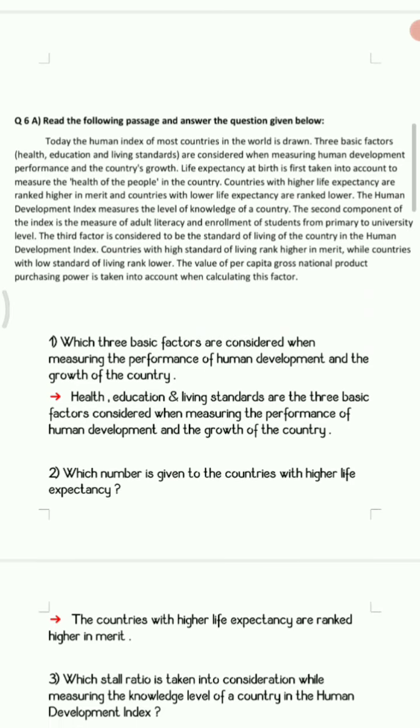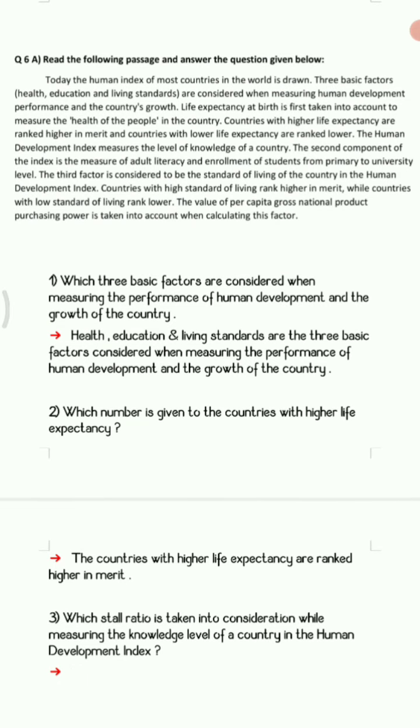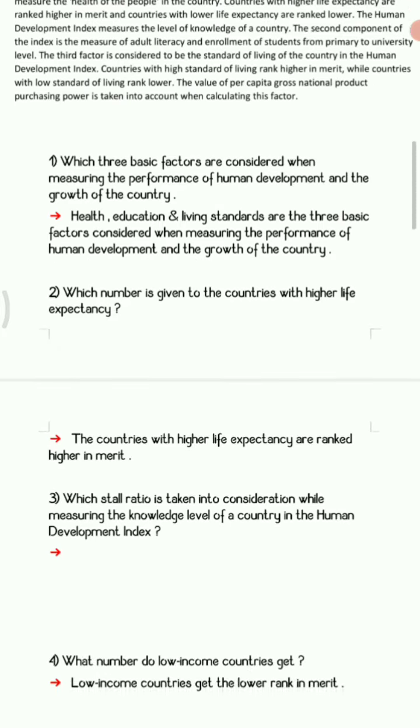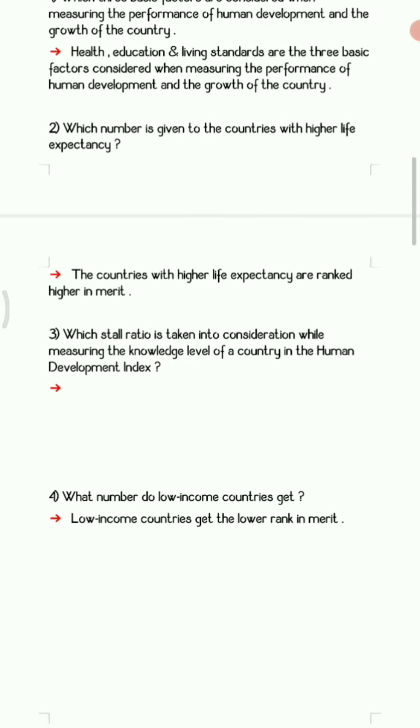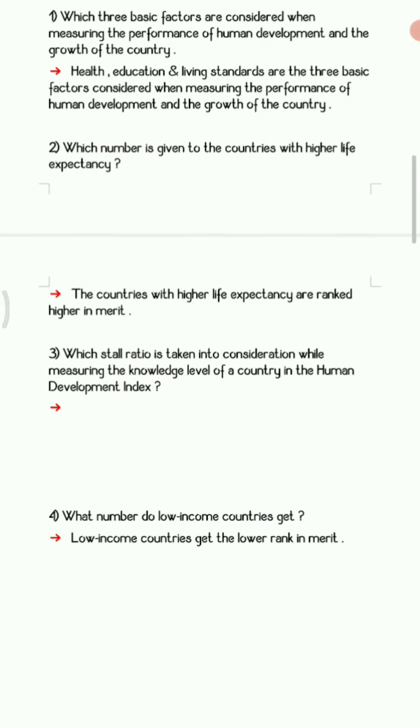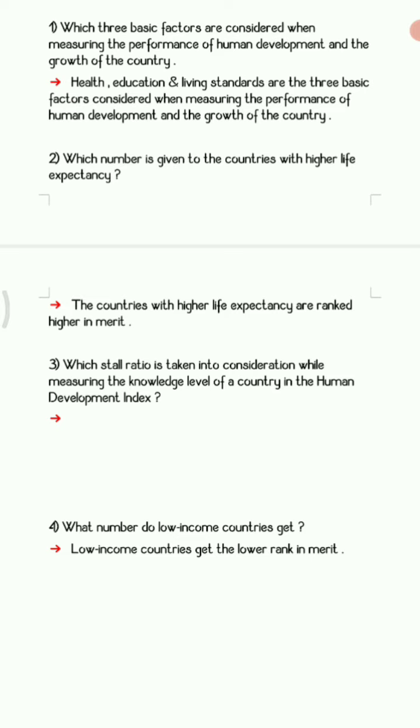Next we have the third passage, which starts from today the human index of most of the countries in the world is drawn. For this passage again we have 4 questions. The second question: which number is given to the countries with higher life expectancy? All the answers are given here.